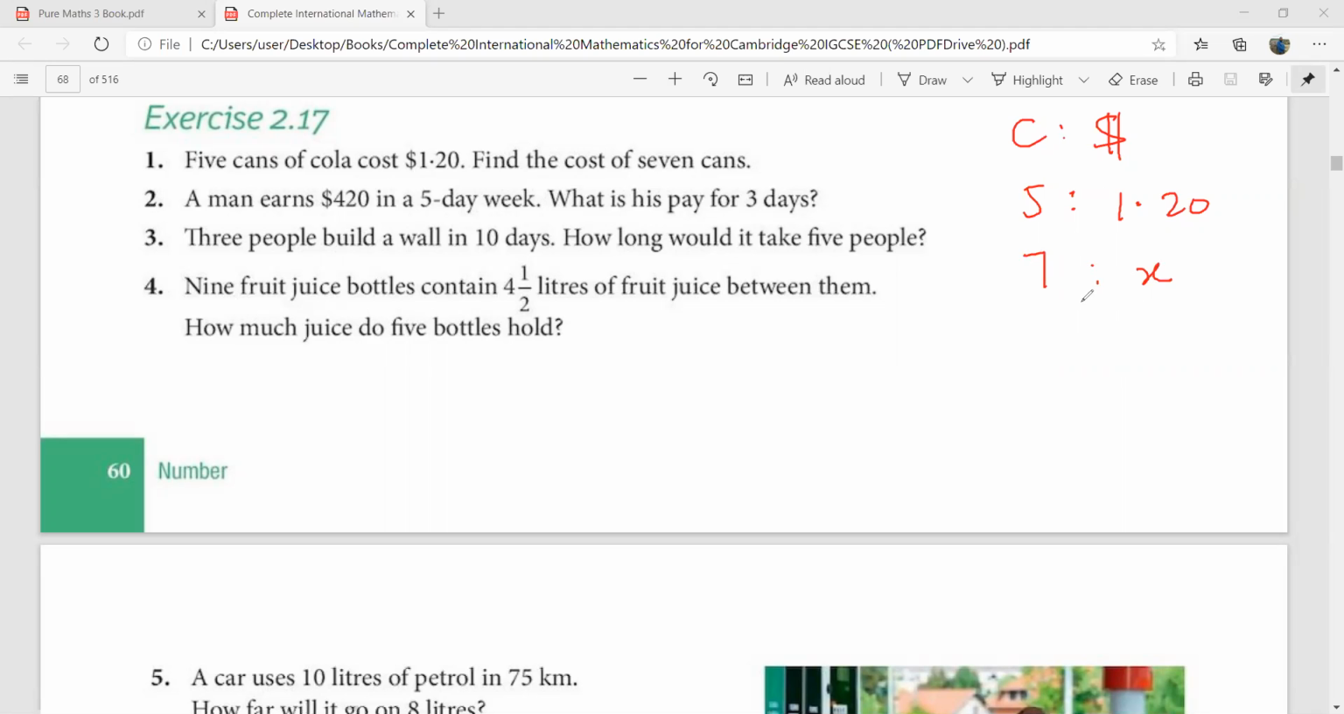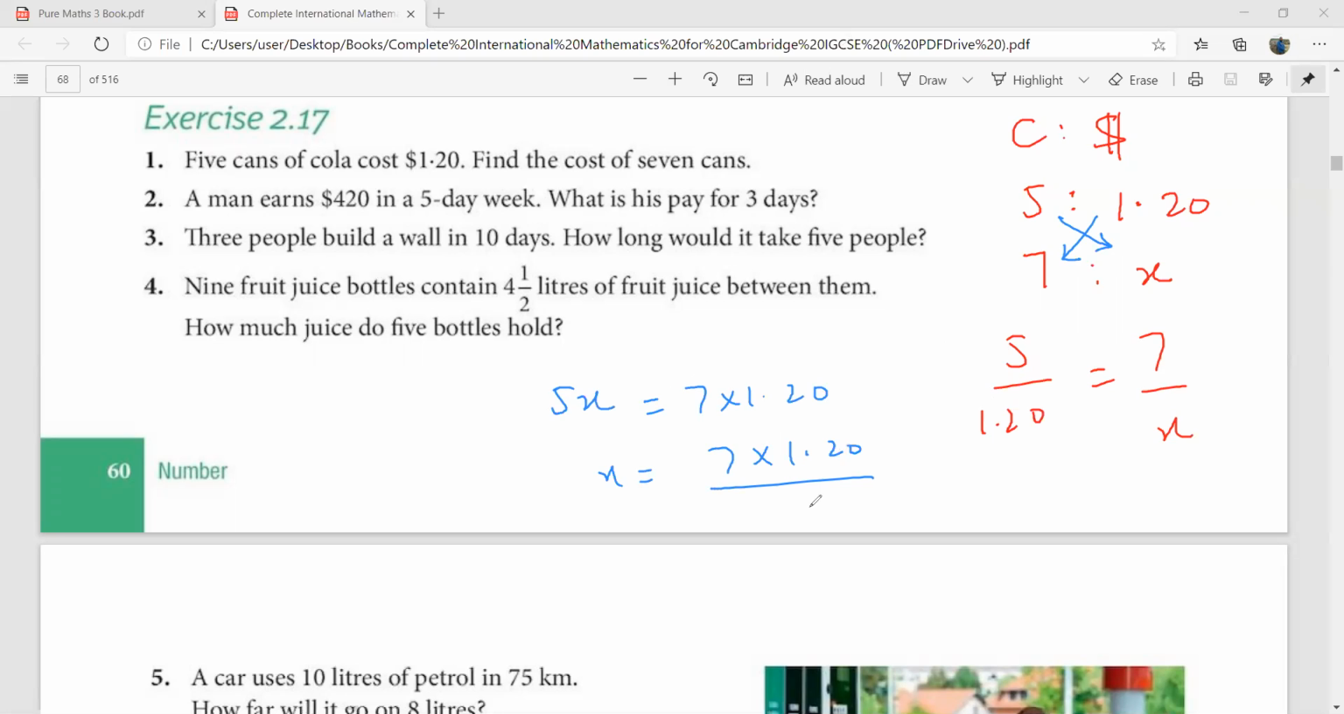When you have direct proportion, there are many ways of doing that. Basically, you can write that 5 over 1.20 is the same as 7 over X. In short, some teachers tell their students that you can do cross multiplication. This one is multiplied by this. That is a shorter way of handling this. So you can write it as 5x equal to 7 times 1.20, and then x is going to be 7 times 1.20 over 5.